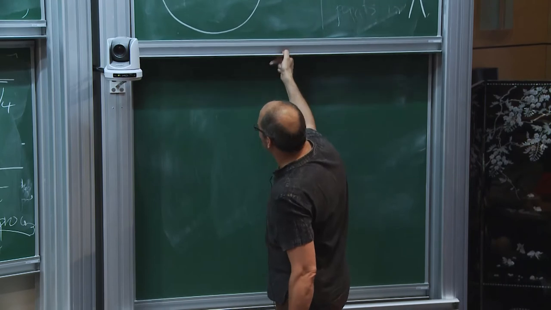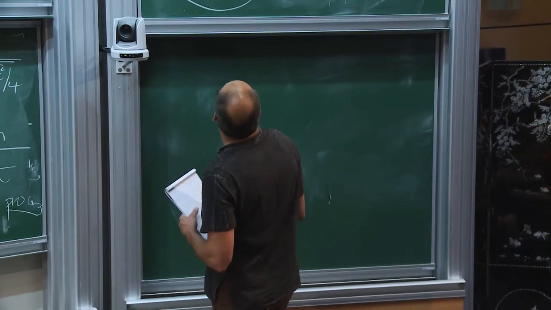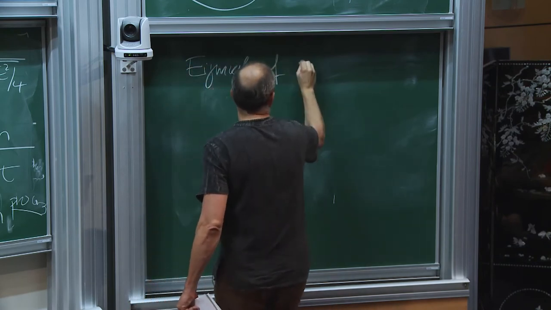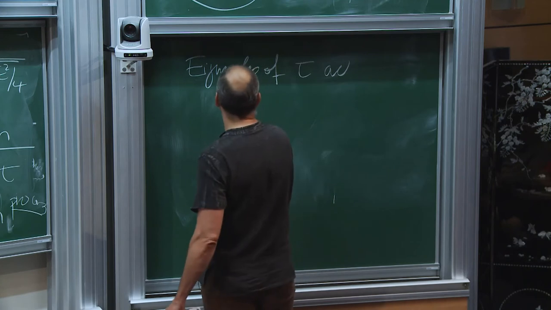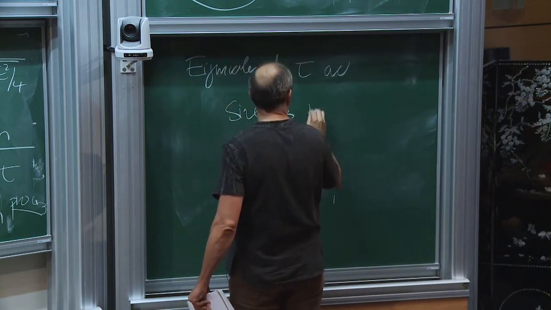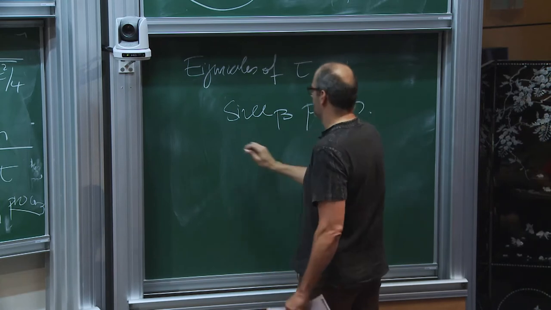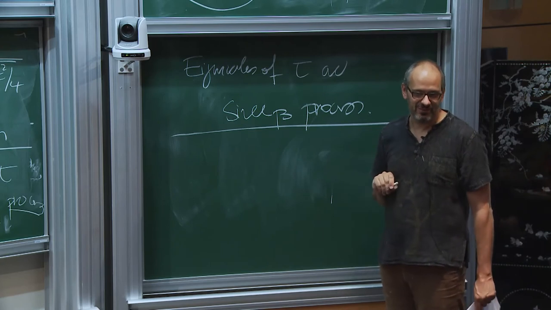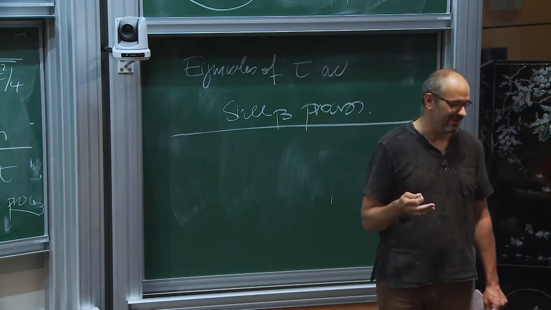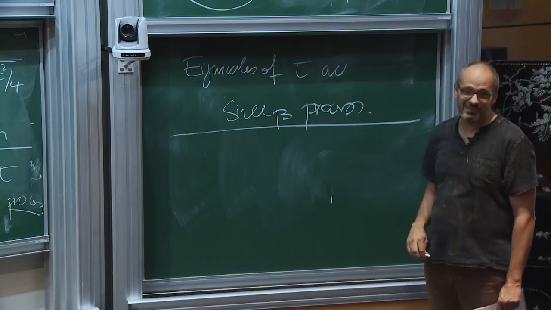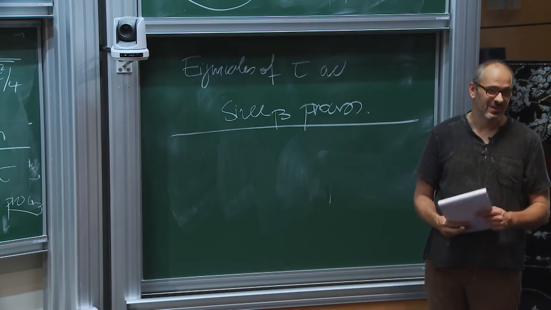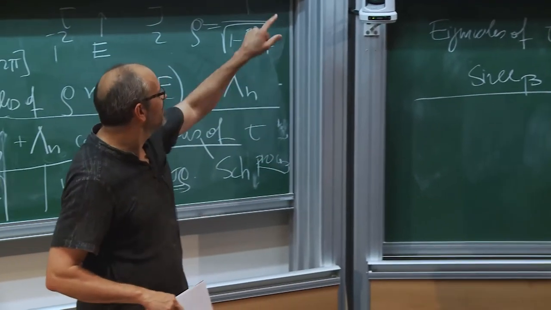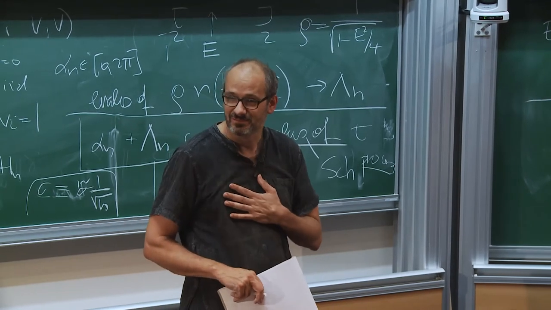And in this example, the eigenvalues of tau are called the sine beta process. Again, this is a definition, if you like, for beta not one of the classical values. But when beta is one of the classical values, it's a theorem. So the sine 2 process, the sine curve process, has the same distribution as the eigenvalues of this particular guy.